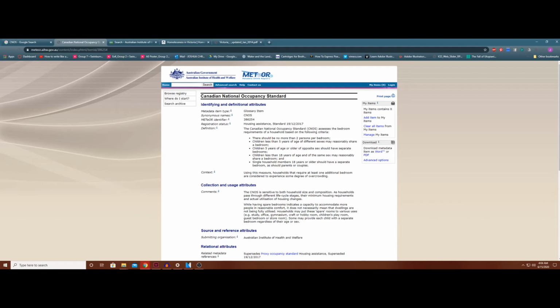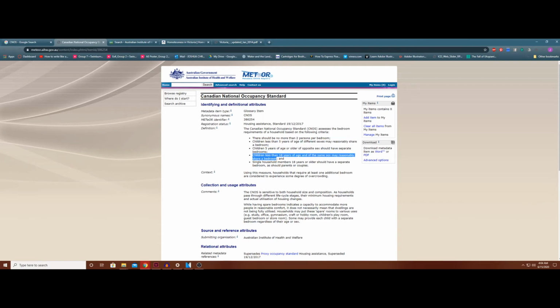What does it mean? The first one here, I'm going to skip because I'll put that as the last one. Children less than 5 years of age of different sexes may reasonably share a bedroom. So if you have two children, one a boy and one a girl, both of them under 5 years of age, they can sleep in the same room. If they are more than 5 years old, they need to have separate bedrooms.